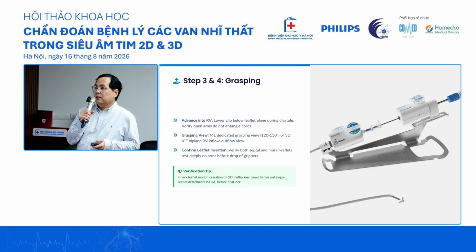And then for the grasping view, you go in the mid-esophageal dedicated grasping view, 120 to 150 degrees. Or if you use ICE, you do a biplane RV inflow-outflow view. To confirm leaflet insertion, you have to verify both septal and mural leaflets rest deeply on the arm before the drop of the grippers.